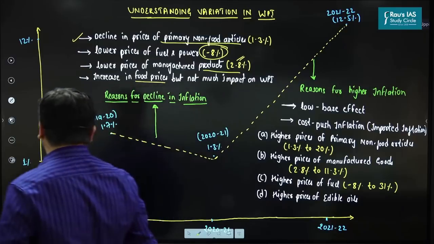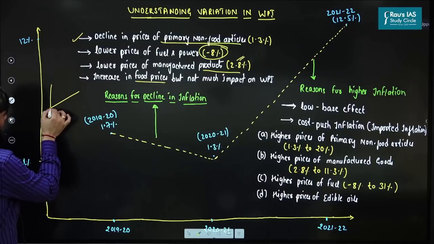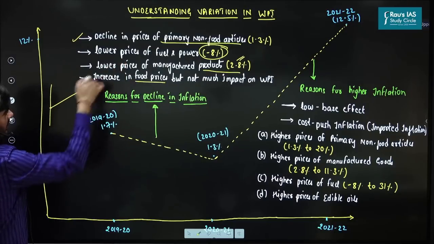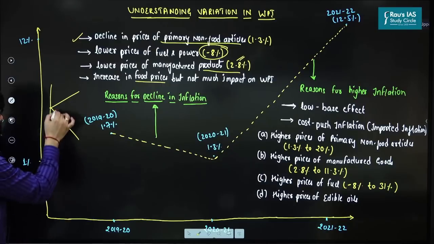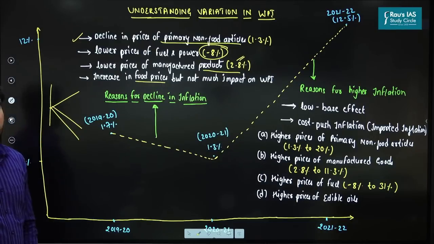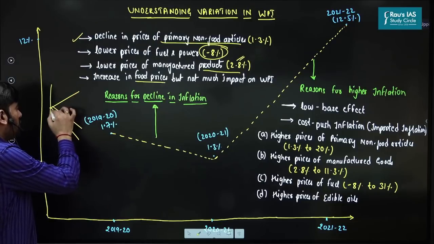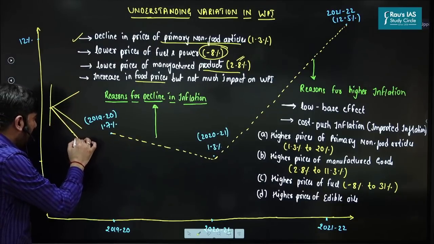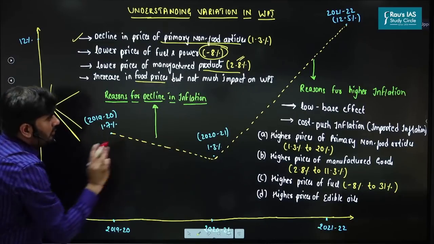Because if you see WPI, if you have to calculate, food prices increase like this, but the commodities for which WPI gives higher weightage, this reduced drastically. So net effect was a decline. Are you getting this point? Food prices increase, but the commodities to which WPI gives higher weightage, it reduced. Net effect was decline in the WPI rate of inflation.